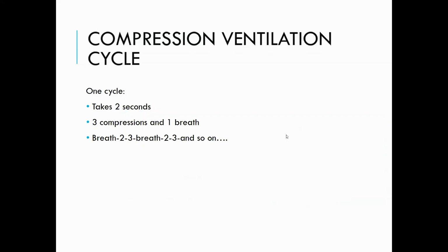So 1 compression and ventilation cycle should take about 2 seconds. And in those 2 seconds, you're providing 3 compressions and 1 breath. The way that we generally do it is we say breathe, 2, 3, breathe, 2, 3, breathe, 2, 3. So when you say breathe, they get a breath through PPV and they're getting compressions continuously throughout. So in 1 minute, there should be about 120 events that happen, with 30 breaths and 90 compressions.